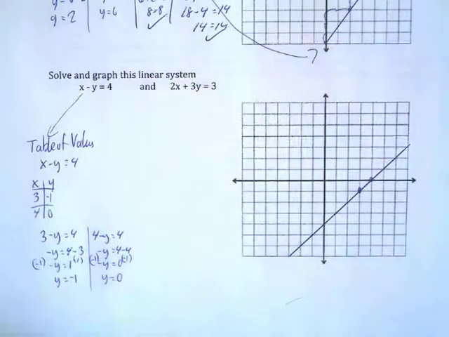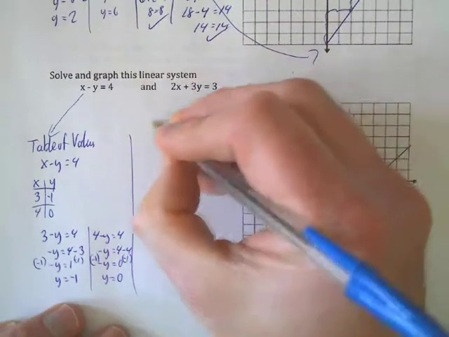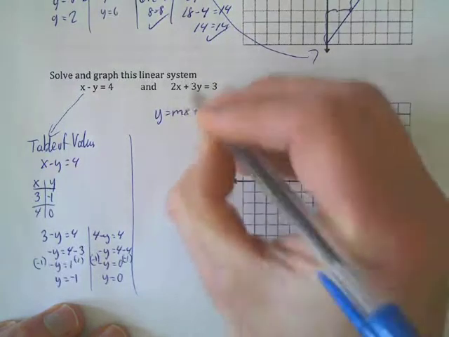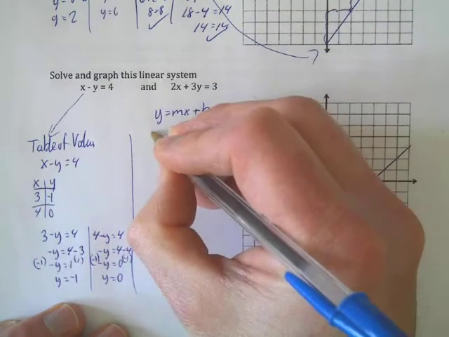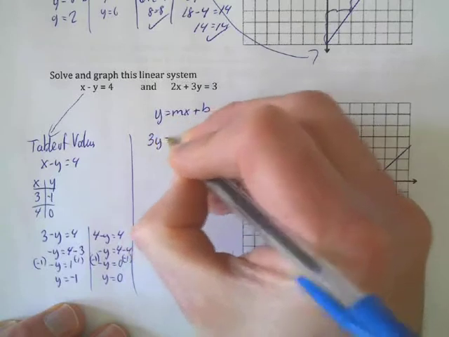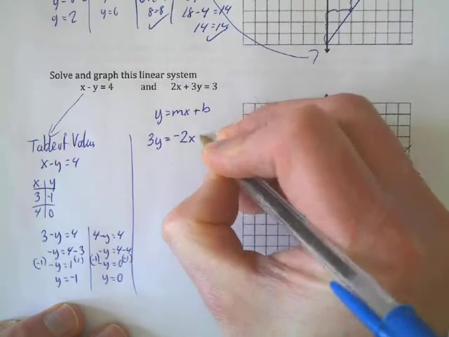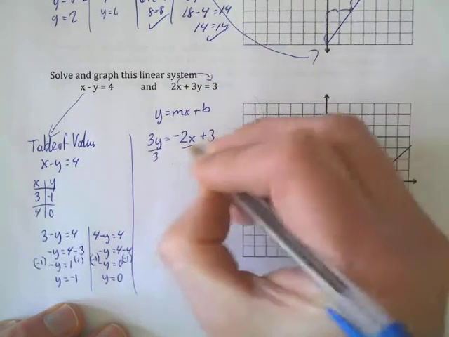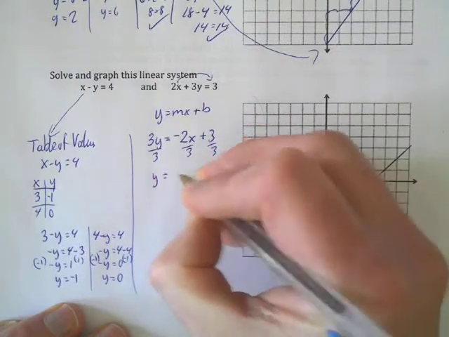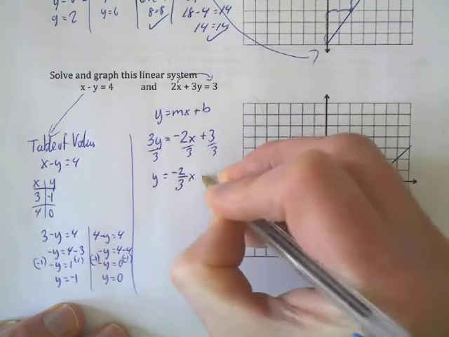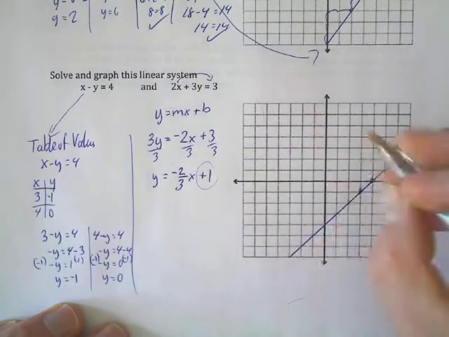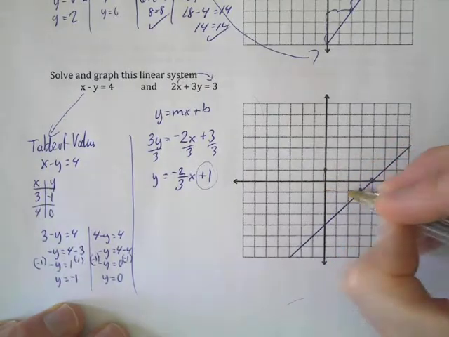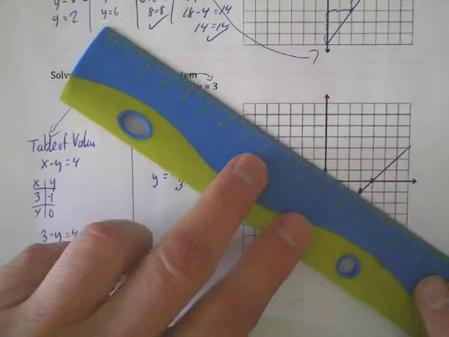And then solve for the next question. So I'm going to use y equals mx plus b. I've got to get y by itself. So it's going to be 3y is equal to negative 2x plus 3, because when it crosses the equal sign, it becomes the opposite. Divide by 3, divide by 3, divide by 3. y is equal to negative 2 over 3 x plus 1. So the y-intercept is 1, which is there. I've got to come down 2 and over 3. 1, 2, 3. Dot, and join my lines.